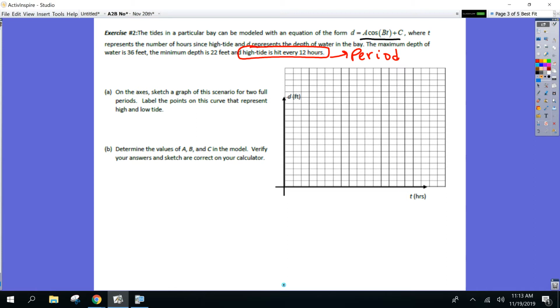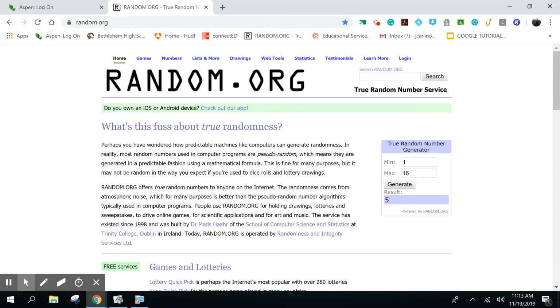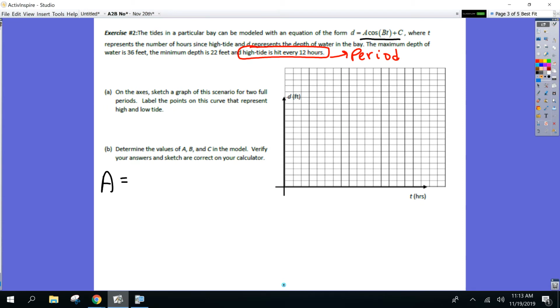Part A asks us to graph first. I never feel comfortable graphing first. What do we always like to do first? Find all the numbers I need, right? In this case, A, B, and C. All right, so let's start with A. Anybody, how can I find the A value here? Go ahead, what's the max and the min?